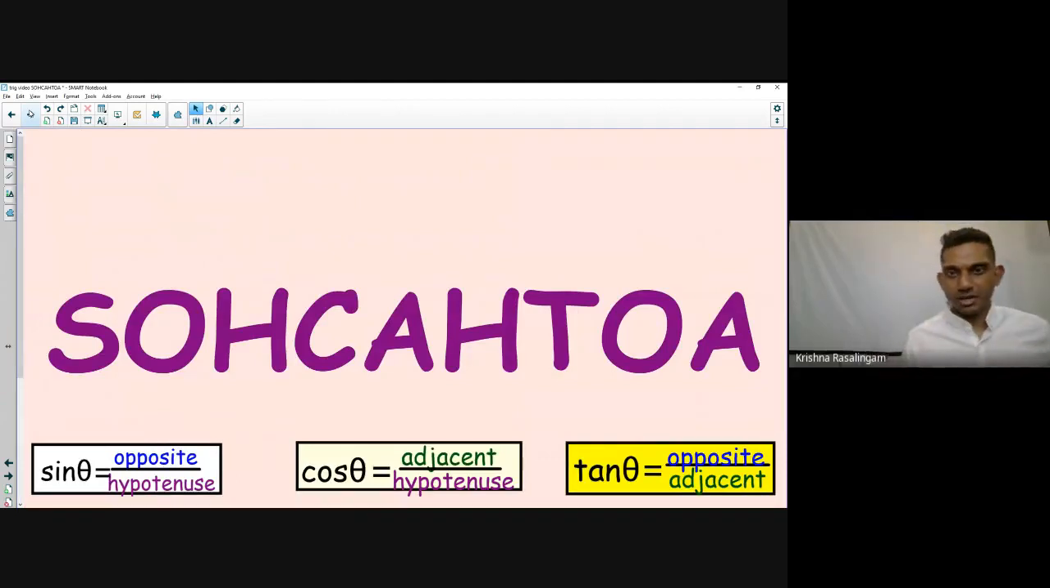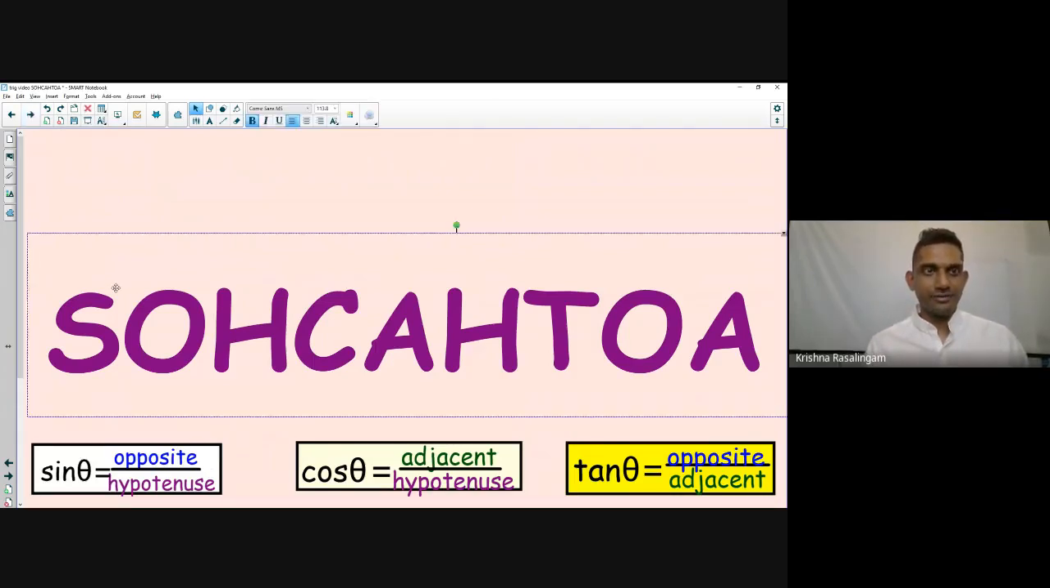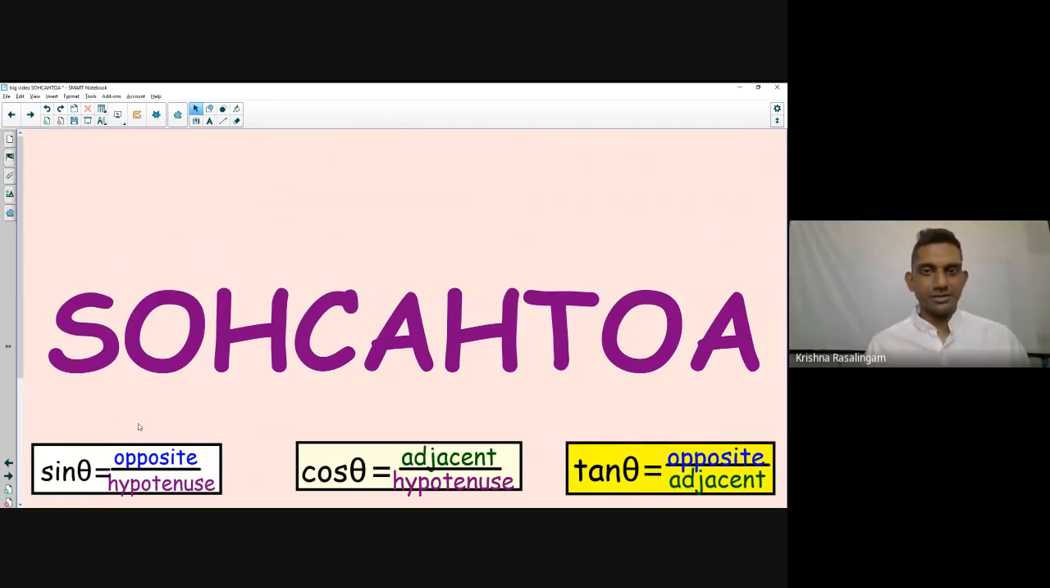That brings us to Sohcahtoa. So if you've heard Sohcahtoa before, that simply helps us remember sine, cos, and tan. So if we have the first 3 letters of Sohcahtoa, S-O-H, that helps us remember sine theta is opposite over hypotenuse. Ca helps us remember cos theta is adjacent over hypotenuse. And the toa helps us remember that tan theta is the opposite over the adjacent. It's very important that you spell Sohcahtoa correctly.